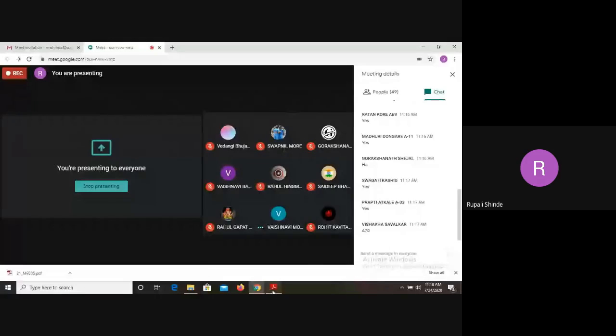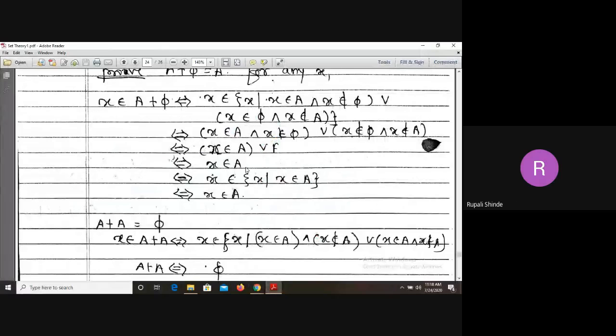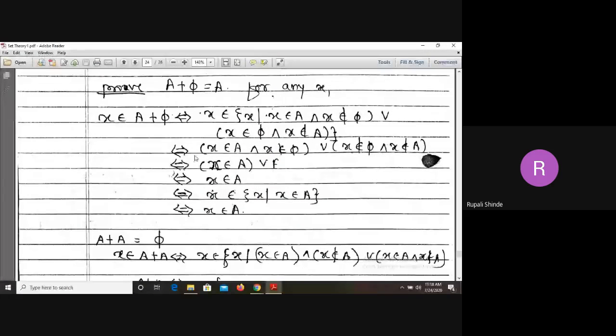Okay. So what we have written here? A plus phi this is equals to A. Okay. So first consider LHS, that is A plus phi.